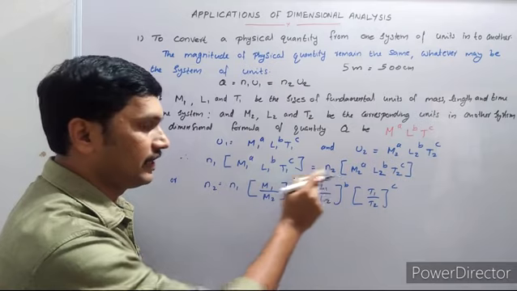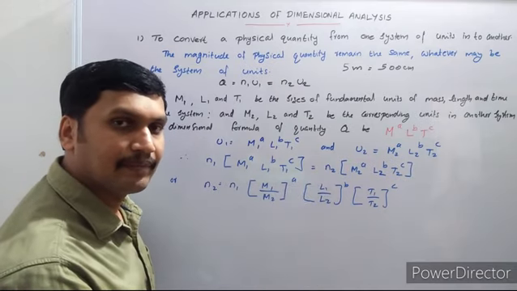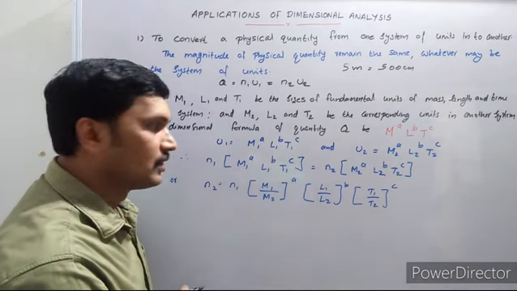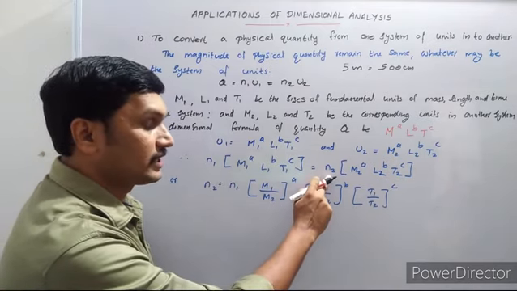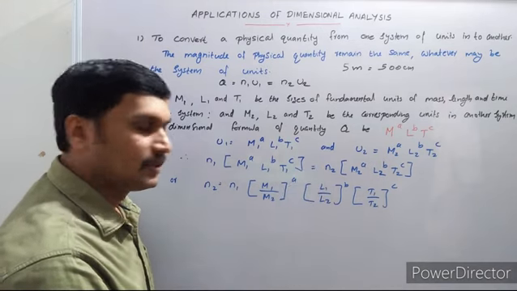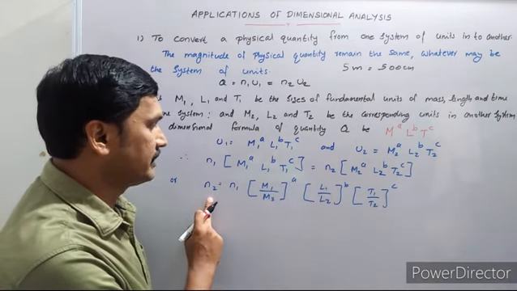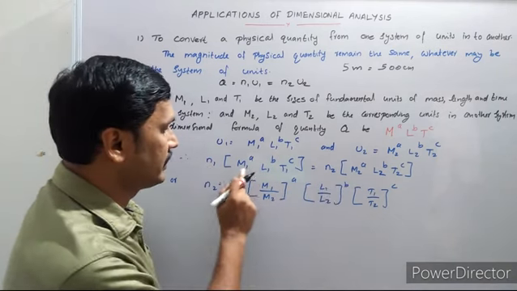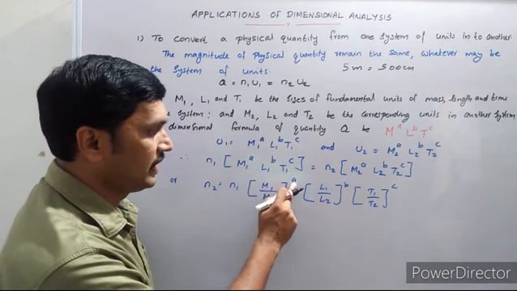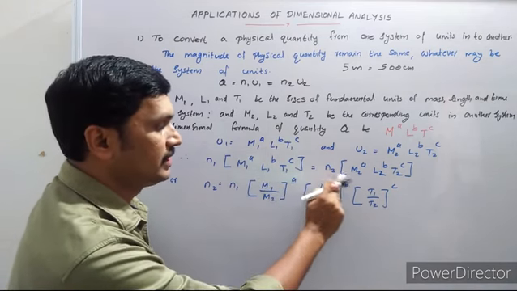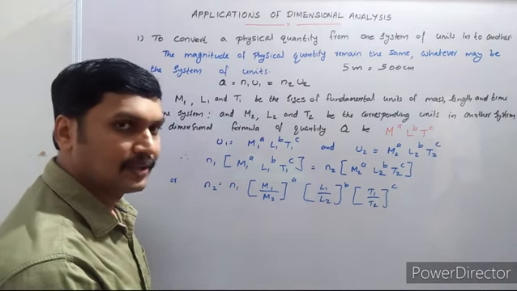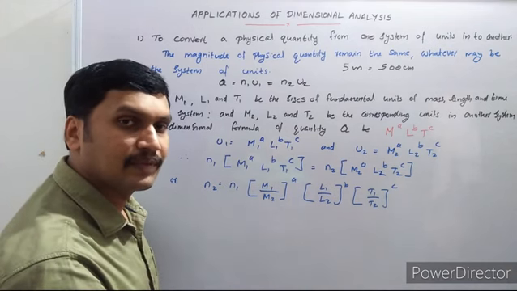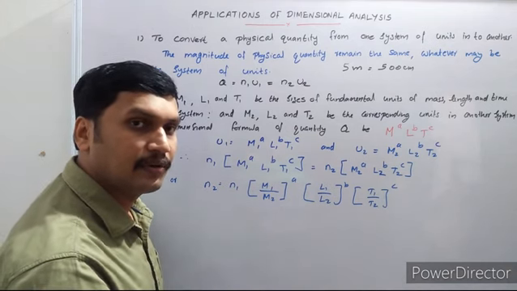Here, N1 and N2 are the magnitudes or numbers in unit systems 1 and 2 respectively. Now, if you want to find the number in the second system, that is N2, rearrange this equation: N2 is equal to N1 into (M1 by M2) whole raised to A, (L1 by L2) whole raised to B, (T1 by T2) whole raised to C. By using this equation, we can convert one unit system into another unit system.